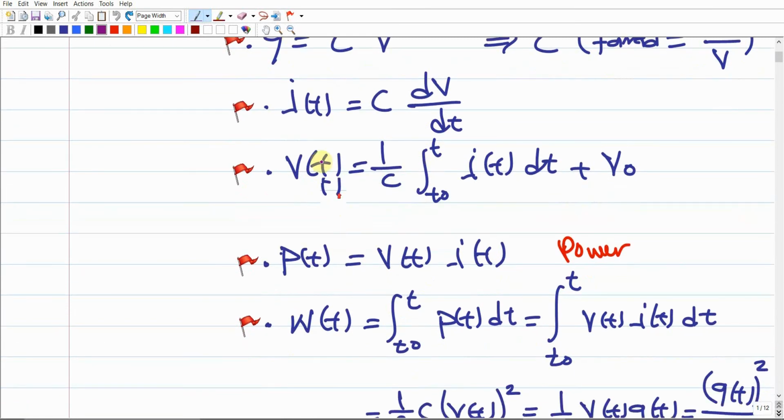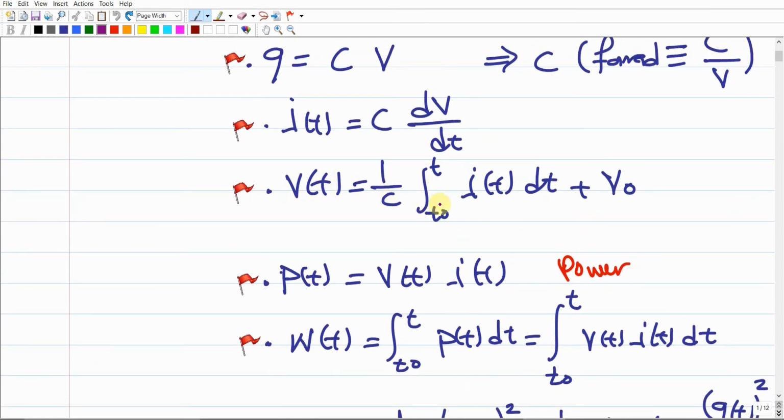If we are interested in the voltage, it should be 1 over C times the integration from t0 to t of i(t) dt, plus V0, where V0 is the initial voltage or initial energy that is already stored in the capacitor. Then we are going to charge more, adding more voltage, which comes through the integration of the current over time. It means that we can send a pulse of current over a certain period of time, and the integration of this current over time is going to give us another volt over the capacitor.